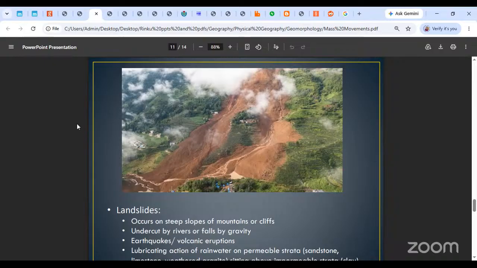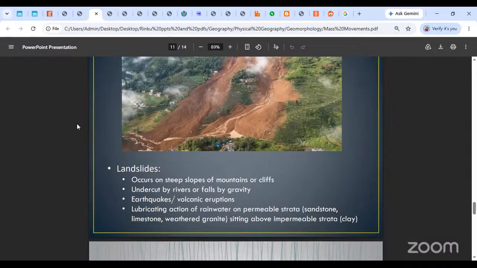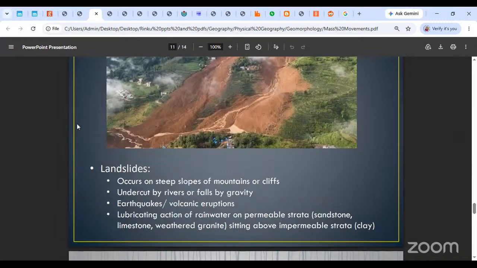And it has to happen on steep slopes. The slopes have to be steep. They cannot be gentle slopes. Okay, landslides do not work on gentle slopes. The slopes have to be steeper. All right. So this occurs on steep slopes of mountains or cliffs. And usually that happens when it is undercut by rivers or by gravity.